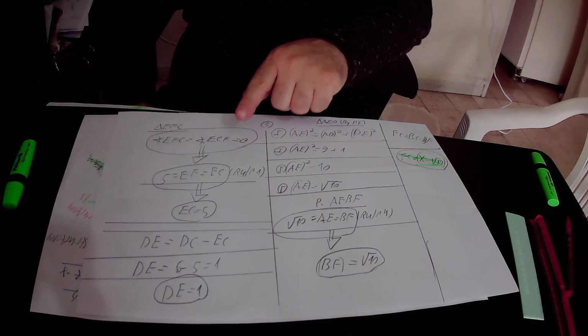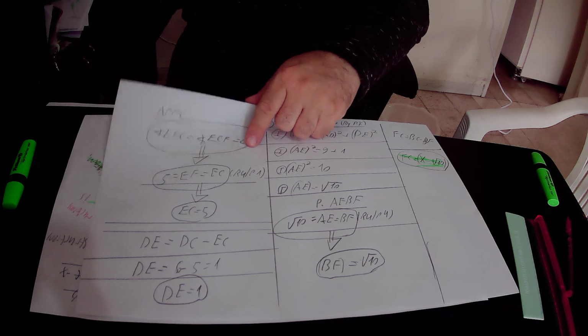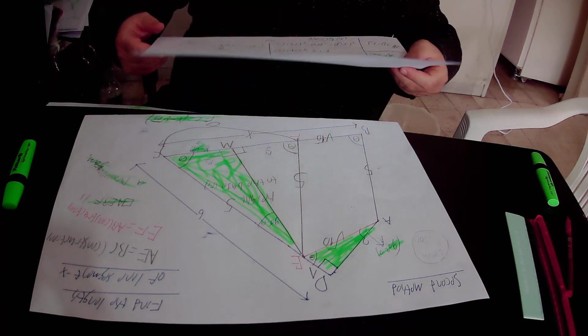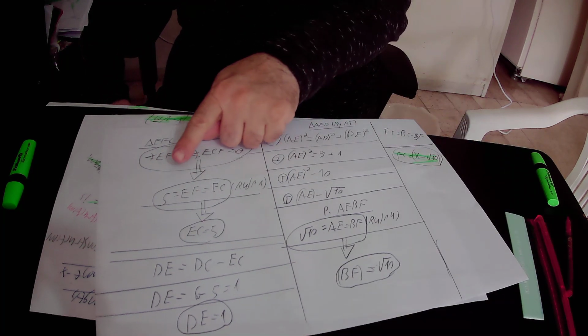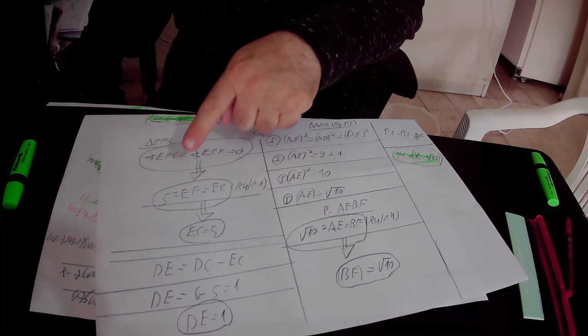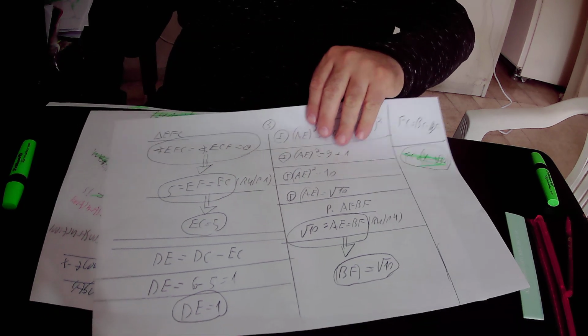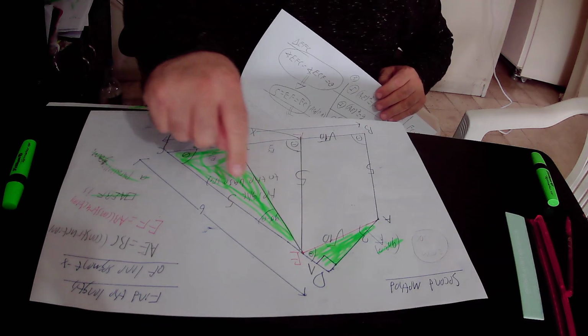Okay, side EF must be equal to side EC, but EF equals 5 units. We've only found out that EF equals 5 units. So from this equation, 5 equals EF equals EC, we derive that EC is also equal to 5 units. AC equals 5 units.